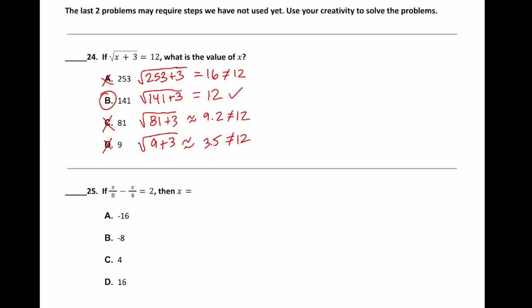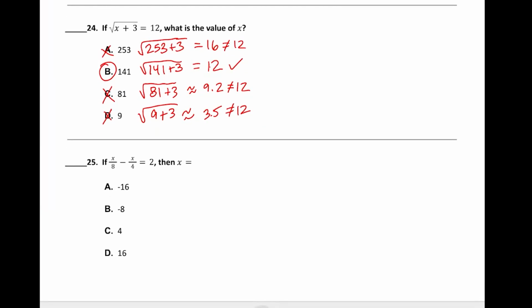I just want you to have this strategy as a tool in your back pocket. Use it whenever you can, especially when the equations start to become a little bit more complicated. Like 25, this is technically a linear equation, but it's got a bunch of fractions in there. And I think this is, just like 24, going to be a lot easier to reverse engineer the problem and work backwards from the answer choices. So let's start with A. If I substitute negative 16 in, I have negative 16 over 8 minus negative 16 over 4. And I want to know, does that equal 2?